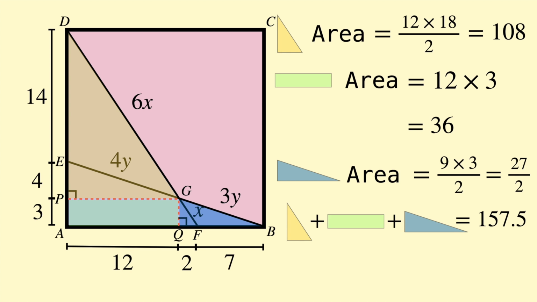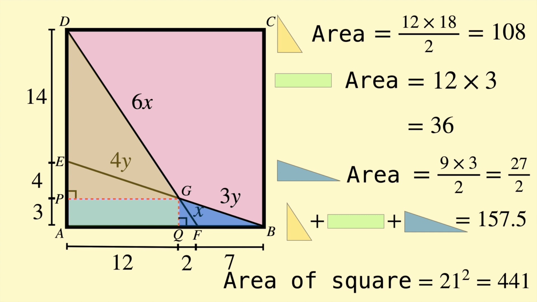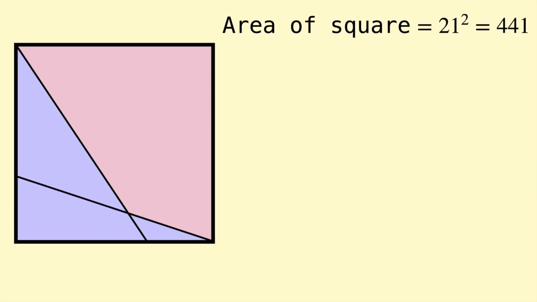And we can easily find the area of the entire square. Adding those lengths up, 12 plus 2 plus 7 is 21. So the area of the square is going to be 21 squared, which is 441. Okay, we have the total area of the square. We have the blue area. Now we can work out the ratio of the blue to the red area.